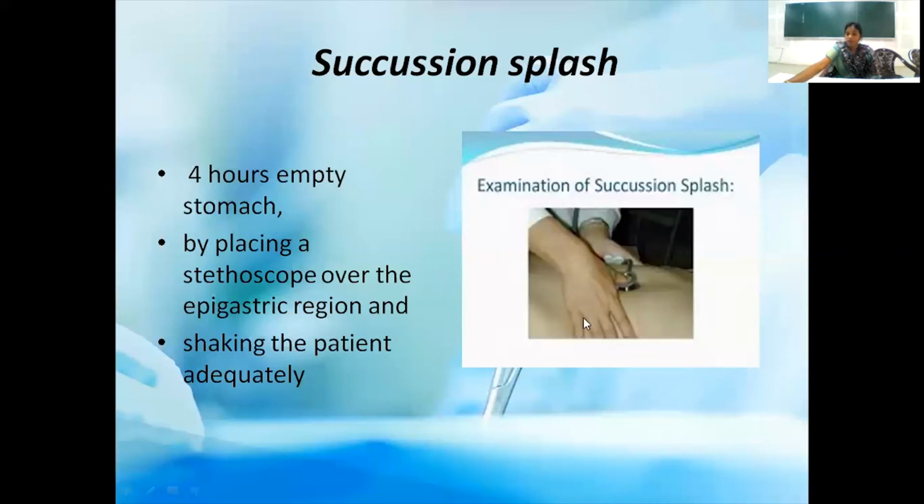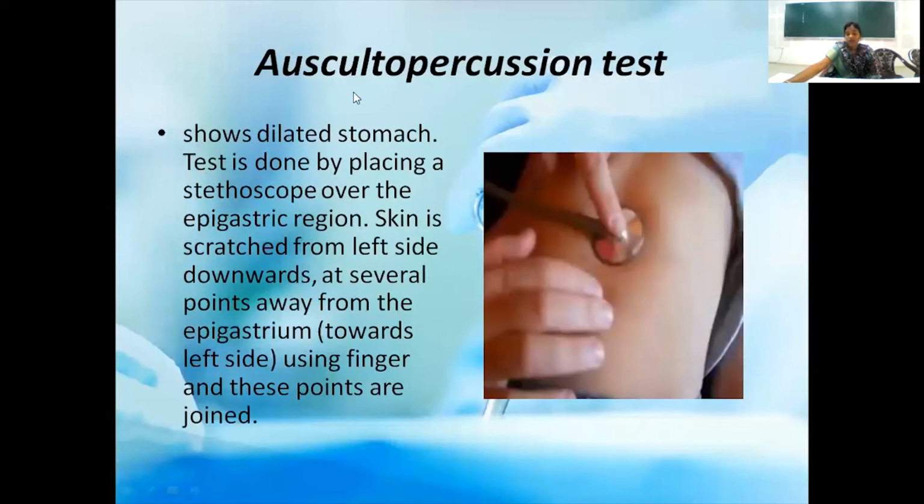On doing this maneuver, if you are hearing splashing sounds, it indicates that fluid is in the stomach. This is the positive succussion splash, which is characteristic of gastric outlet obstruction. The other clinical test is the auscultopercussion test. In case of succussion splash, you will shake the patient. In case of auscultopercussion test, you will percuss the patient.